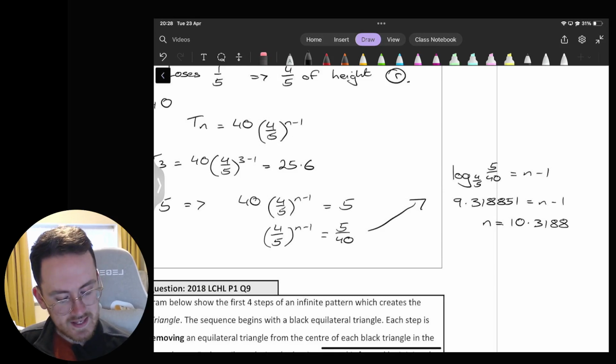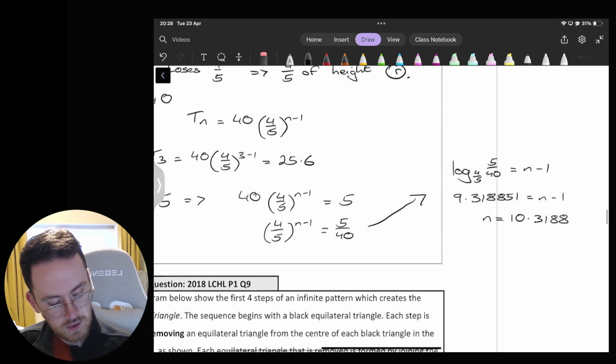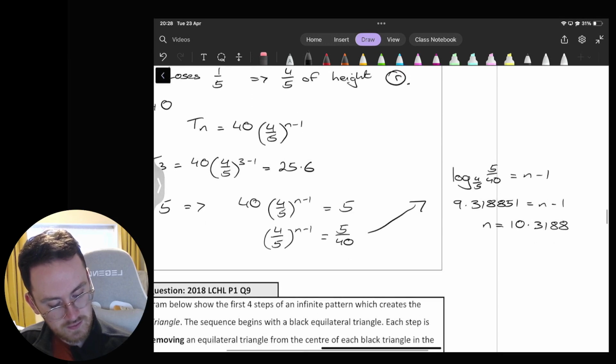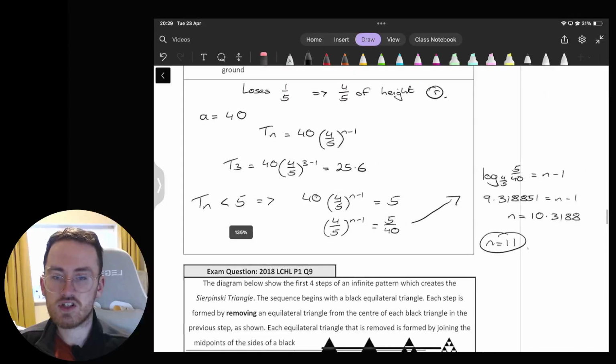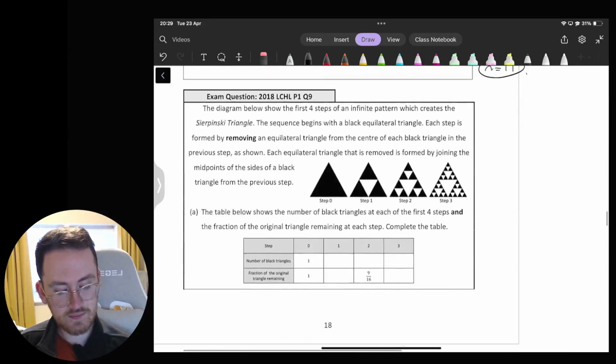So in this case, if we wanted to be less than 5, considering that we're decreasing here, we need to go up to the next one. So that will be when n equals 11. When n equals 11, we'll be definitely sure that we're less than 5 there.